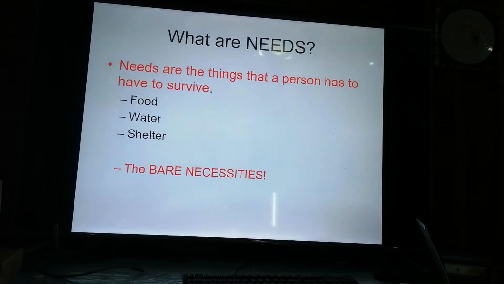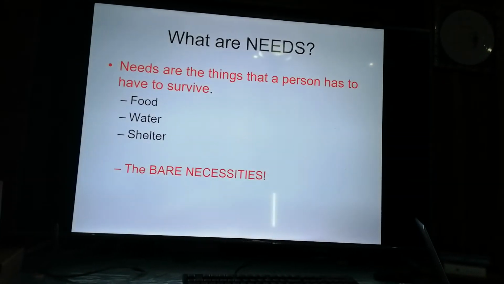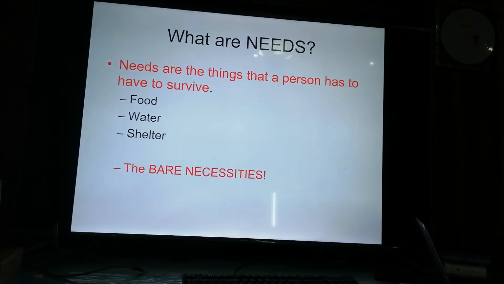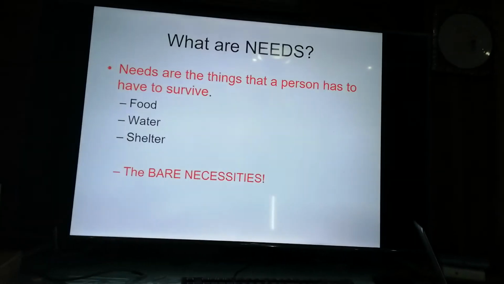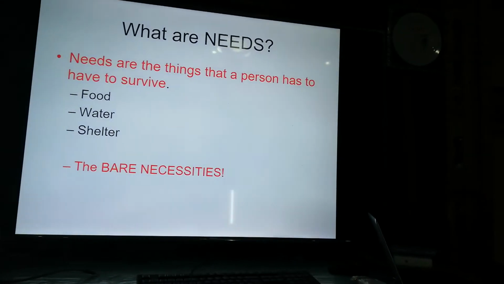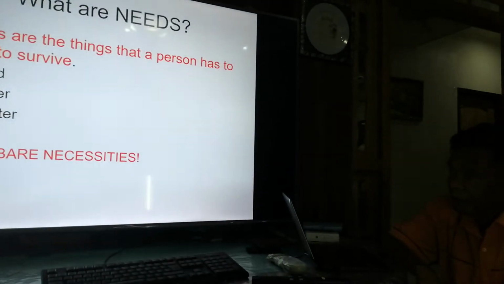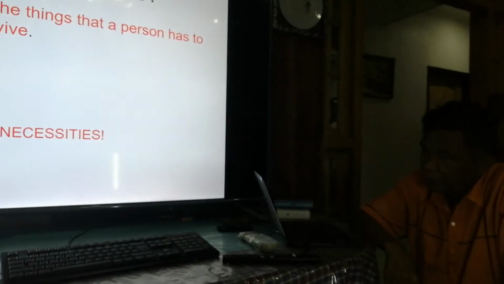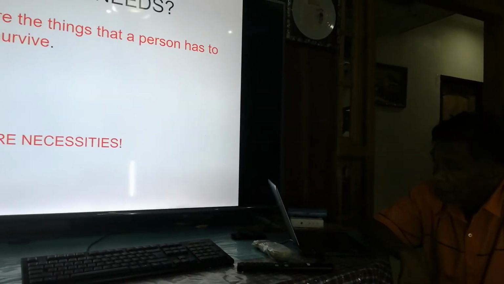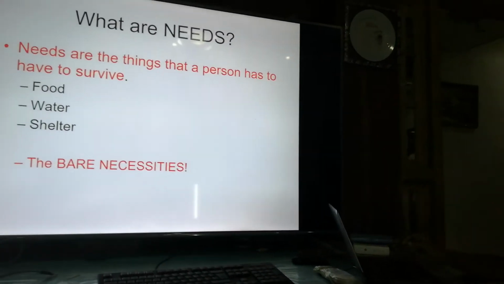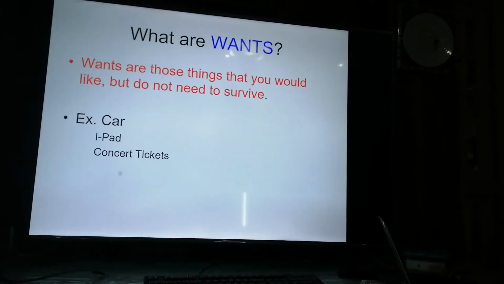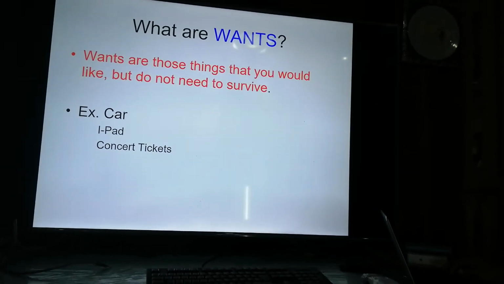So what are needs? Needs are the things that a person has to have to survive. Whether a person has money or not, they want to survive as long as they have the three basics. For example, food, even if you don't have money, water, and shelter, meaning a home. These are the bare necessities.